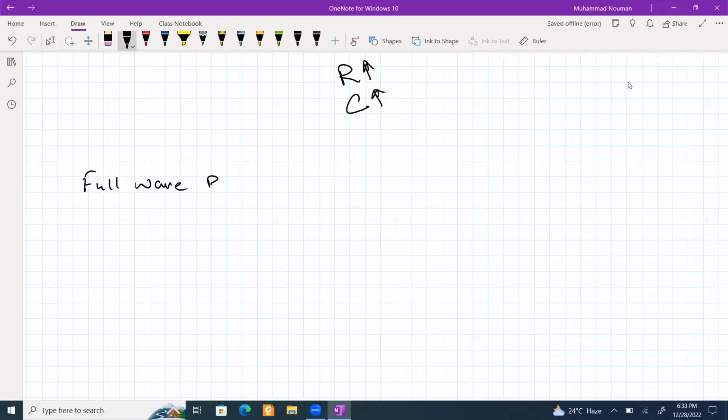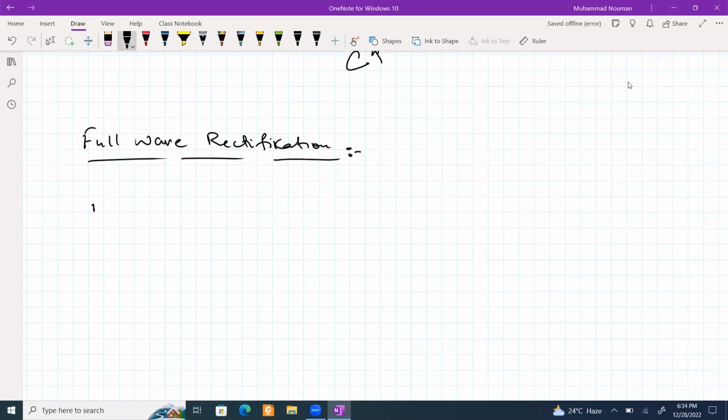Full wave rectification. So, look, full wave rectification is performed by a kind of circuit called a bridge circuit. Okay, so the bridge circuit: first of all, we draw it.